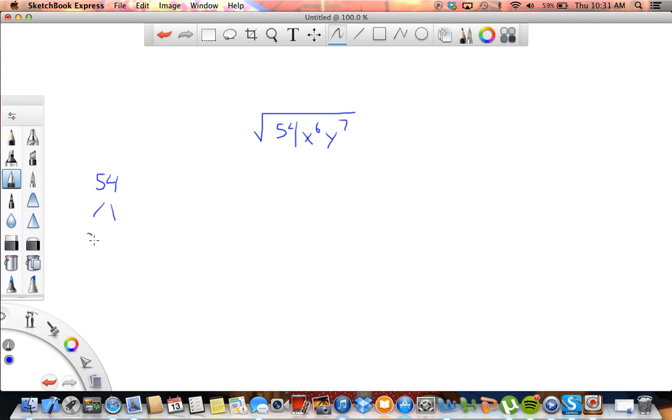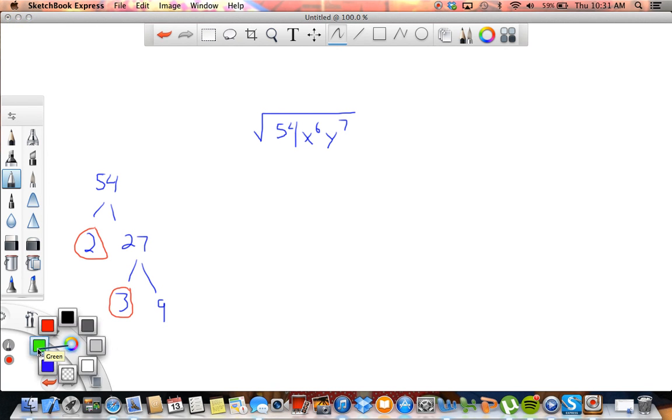I know that 2 times 27 goes. And then I'm going to circle my prime number. And then 27 breaks down into 3 times 9. And then I'm going to circle my prime number. And again, I'm circling the prime every time just so that I keep it organized. And then I know that 3 times 3 gives me 9, and then I circle those numbers, okay? Now, so we have this all factored out here.